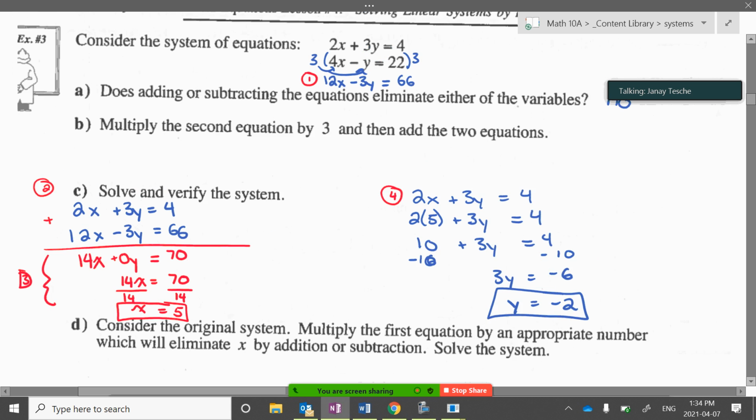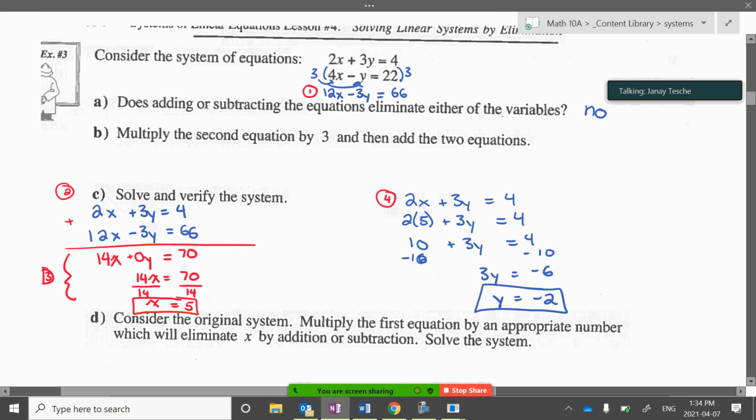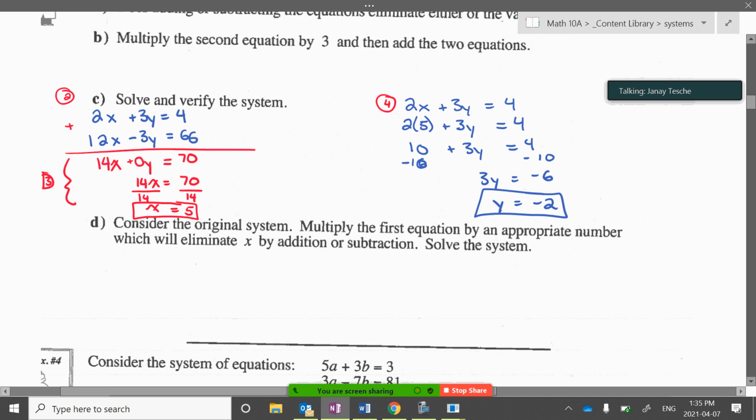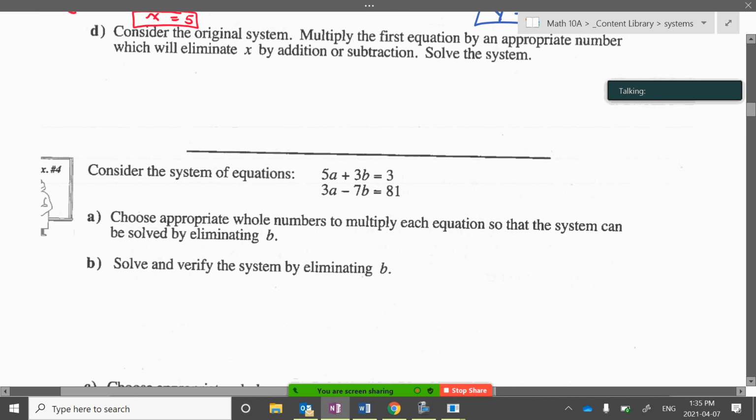Could I have changed my approach and multiplied the first equation by 2? Yes. You could actually multiply both equations. At the end of the day, it doesn't matter. You just need to have that same coefficient or the same number out front of your variable. That's the piece you need consistently. It does not matter how you get there or which ones you use, as long as you can cancel out one of your variables. I'm not going to make you do it again for this system, but you could. That's what part D is saying.